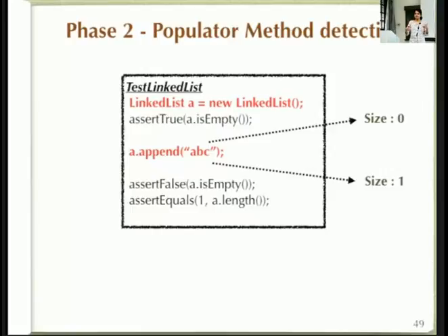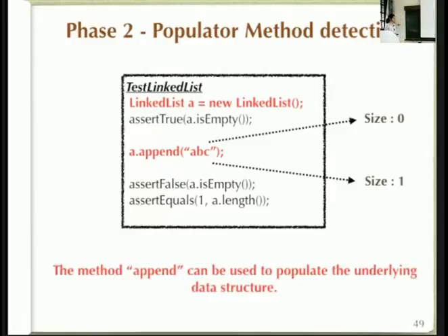So you are detecting some things which are not actually working the way we want them to. This kind of thing can happen. So in the end, some of the tests that we generate will be useless because we don't have an exact understanding of whether it is a populator method or not. There are different sources that add to these useless tests. This is one of them. Okay, is it clear? So the method append can be used to populate the underlying data structure.